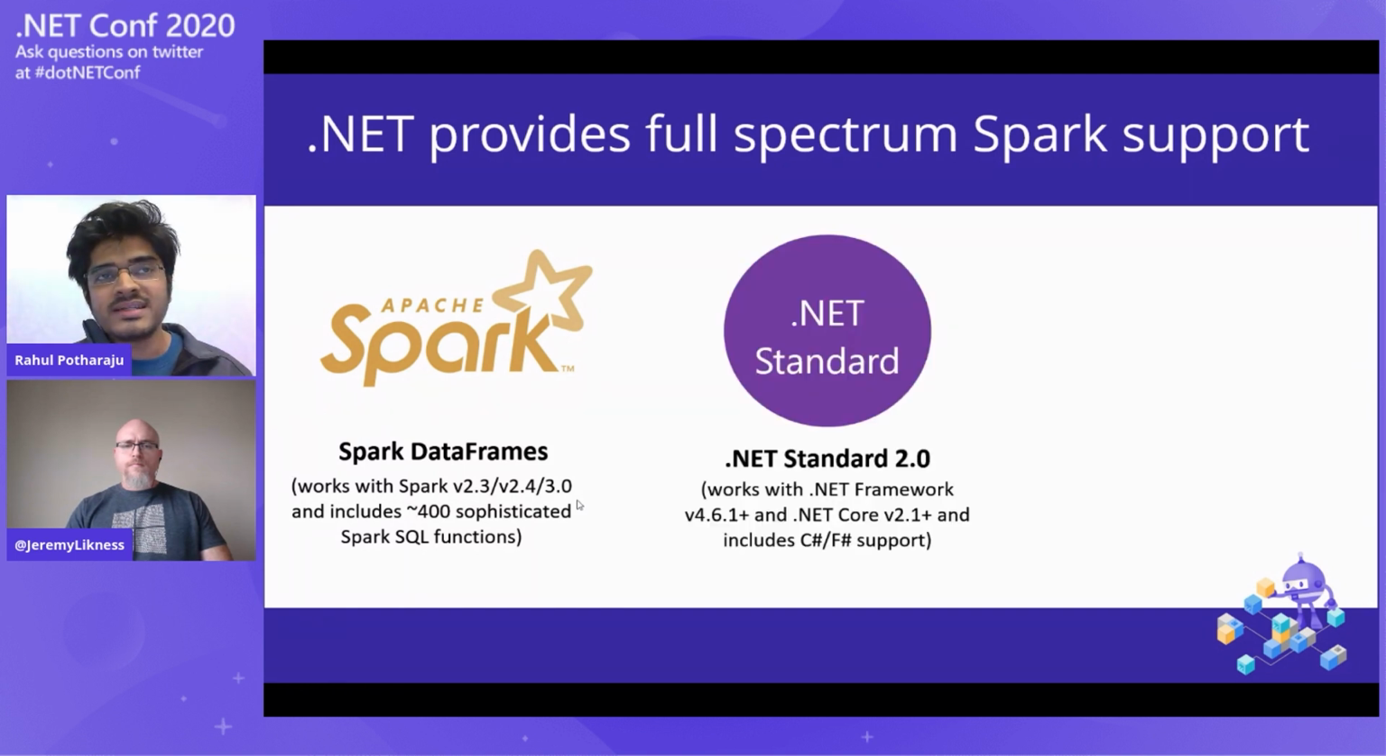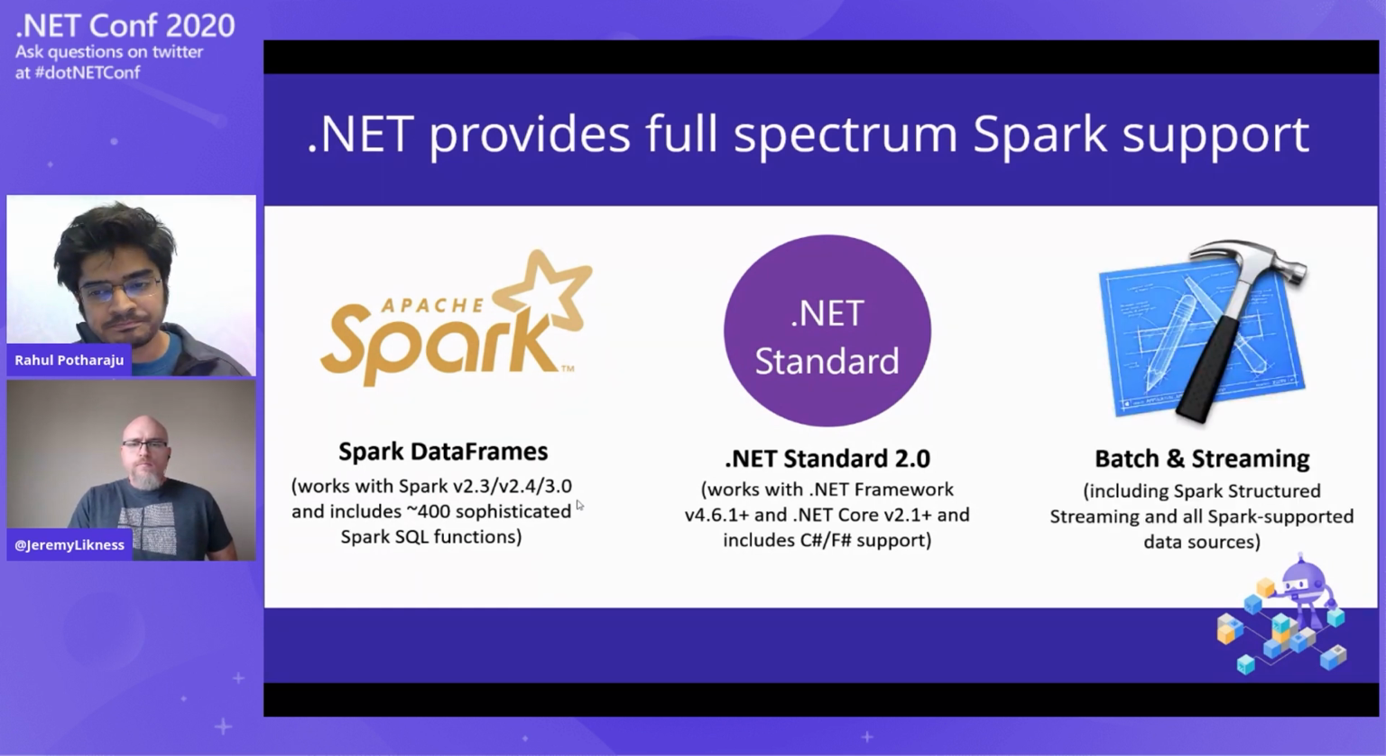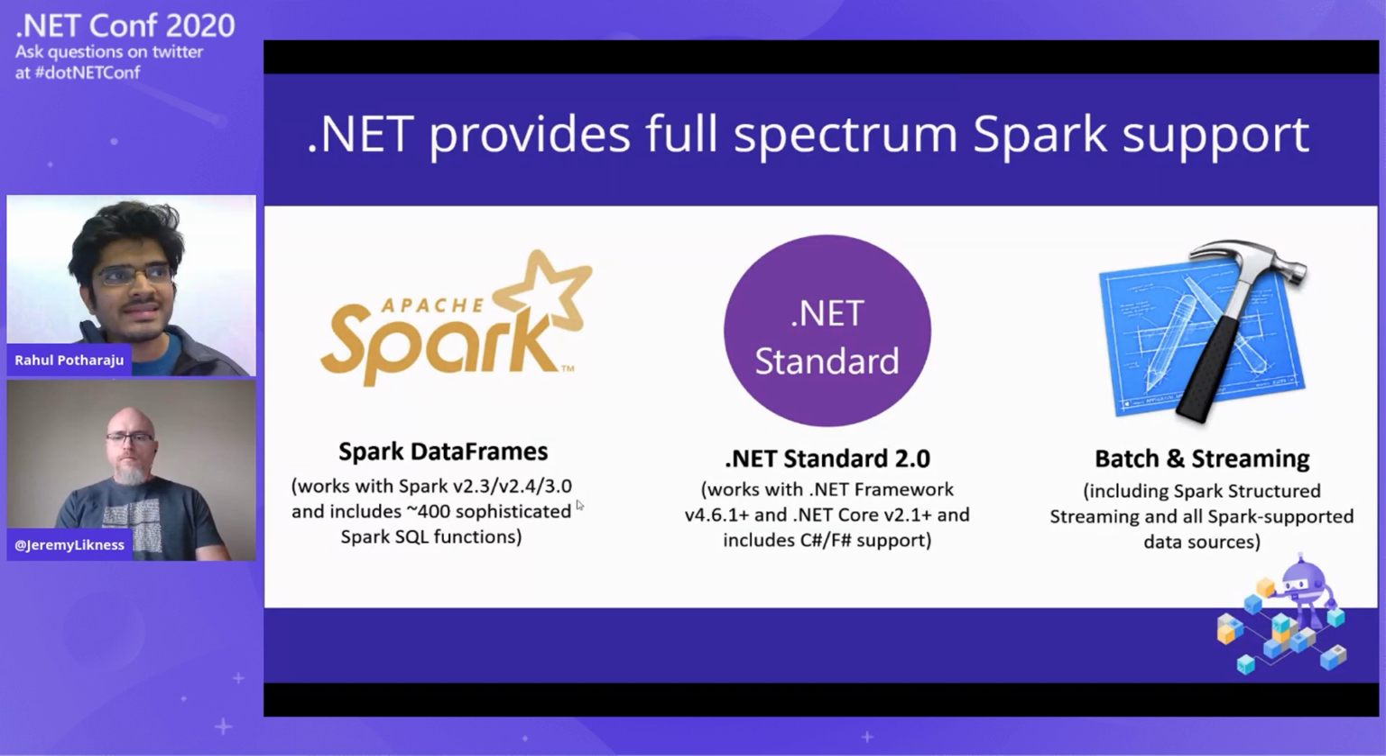It targets .NET Standard. One of the nice things we get by targeting .NET Standard is that your code is now cross-platform. If you want to run it on .NET Framework, feel free to do that. The recommended approach is .NET Core 2.1 plus. The majority of cloud providers support .NET Core, so you should see some nice goodness coming out of it. Finally, one of the great things is that the library .NET for Apache Spark also supports both kinds of computation, batch as well as streaming, and it includes first-class support for Spark structured streaming, which is one of the nice things you end up getting.